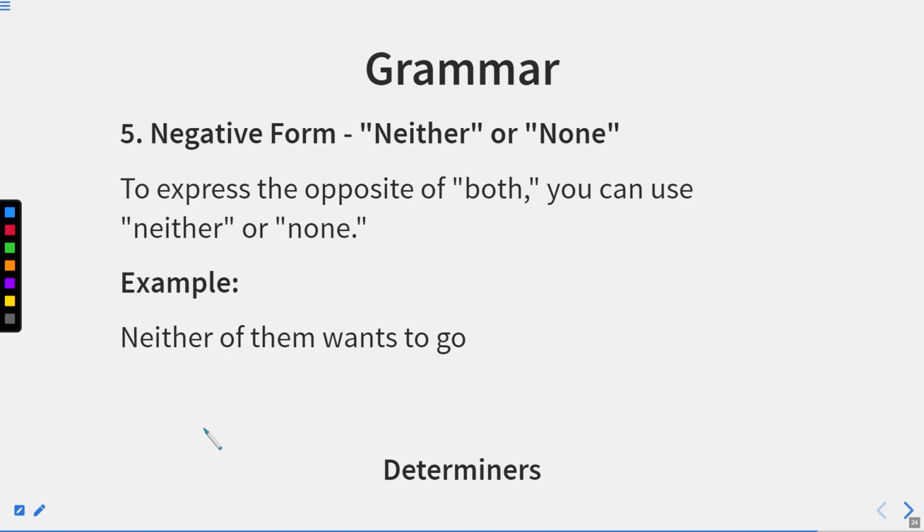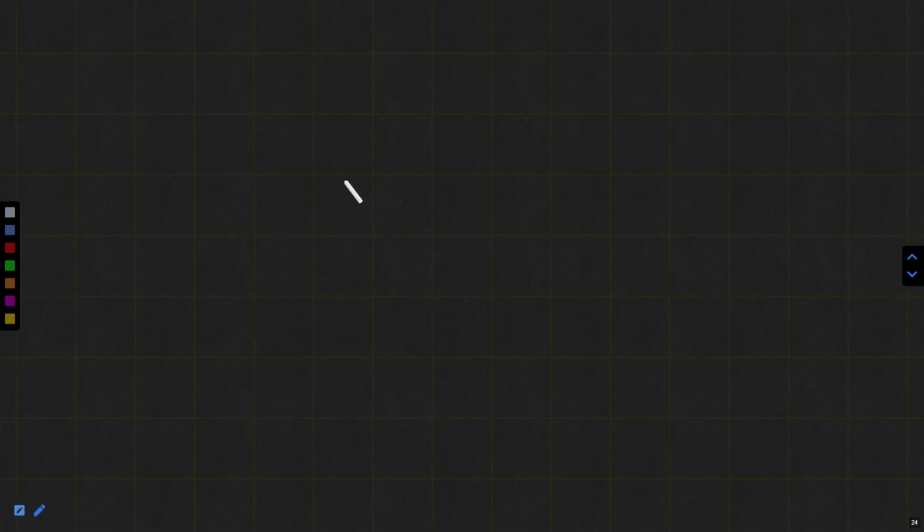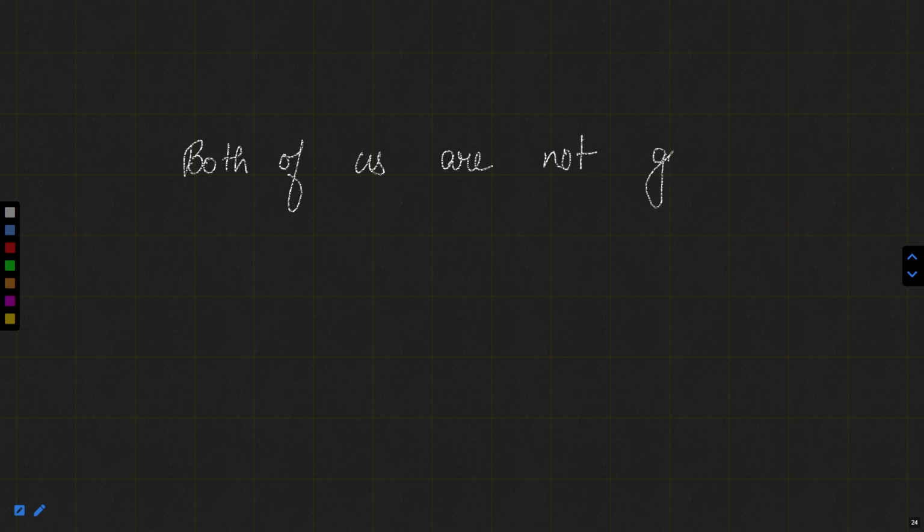Negative form. Neither or none. Now this concept is very, very important. Let me tell you. Suppose I say, both of us are not going to the party. Suppose this is the sentence.